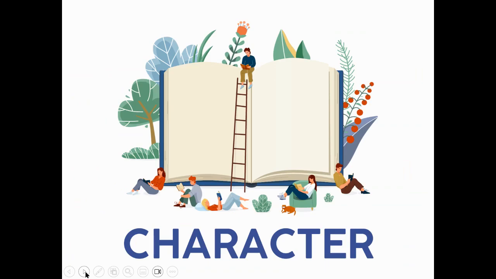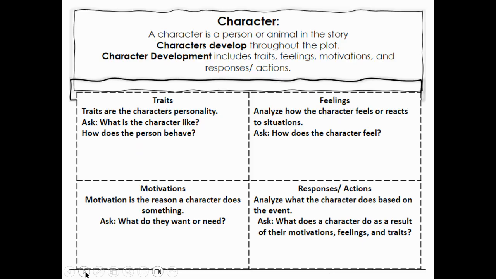All right, character. A character is a person or animal in the story. Characters develop throughout the plot. Characters' development includes traits, feelings, motivation, and responses and actions. So, traits. Traits are the character's personality. What is the character like? How does the character behave? Like if we were thinking of the character Hercules, we would give him the character traits of being strong or brave.